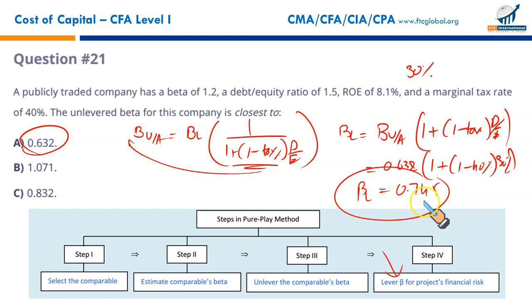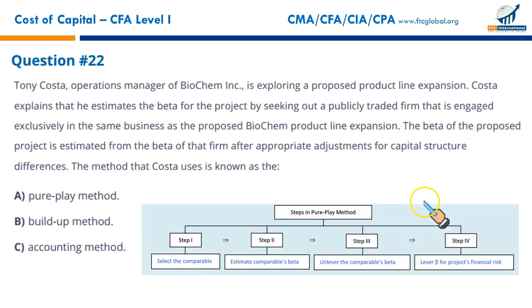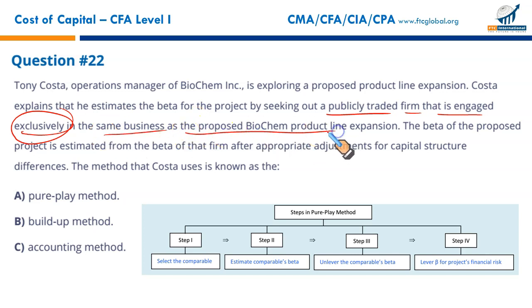This is what we will use in our weighted average cost of capital computations. Here we go. Tony Costa, operations manager of Biochem Incorporated, is exploring a proposed product line expansion. Costa explains that he estimates the beta for the project by seeking out a publicly traded firm that is engaged exclusively in the same business as the proposed Biochem product line expansion, just like the software company we're discussing.